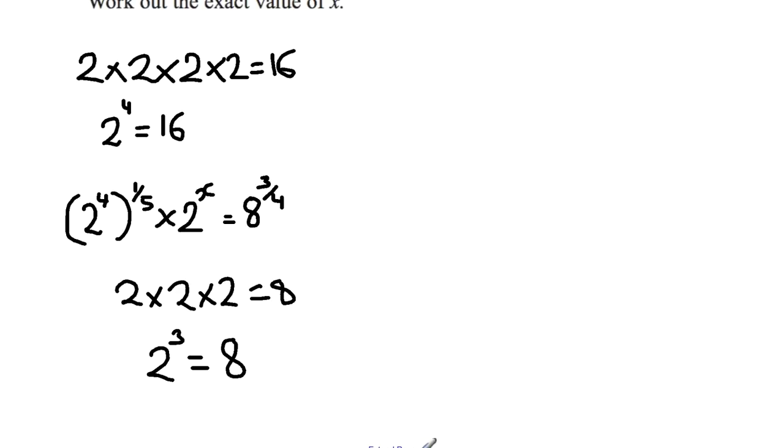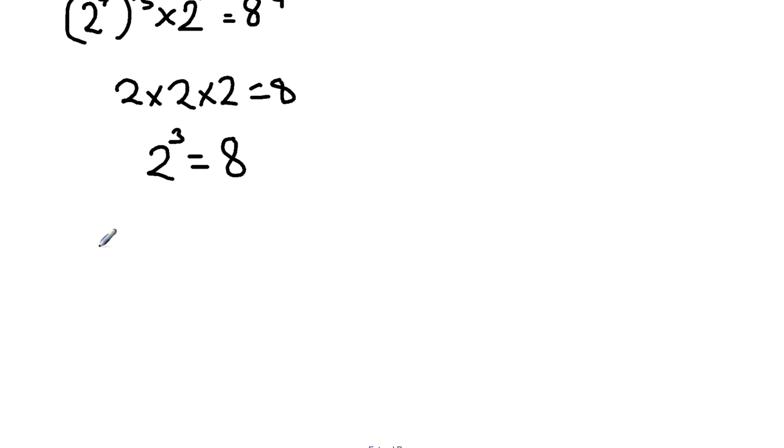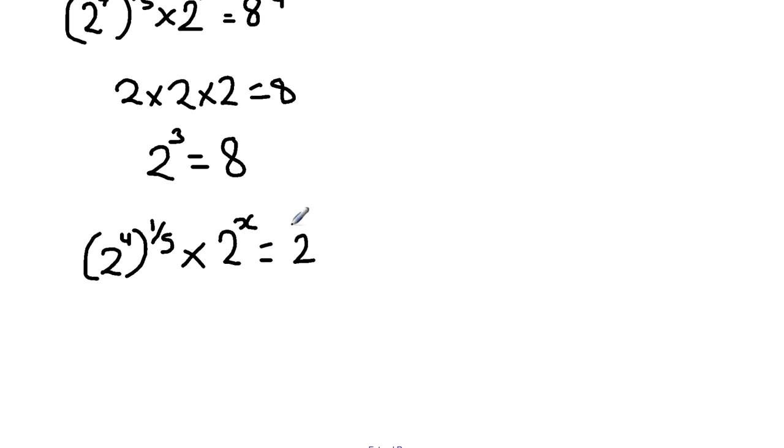Now we have, let me extend this, in brackets 2 raised to the power of 4, close brackets, raised to the power of 1 over 5, times 2 raised to the power of x equals 2 raised to the power of 3 in brackets raised to the power of 3 over 4.